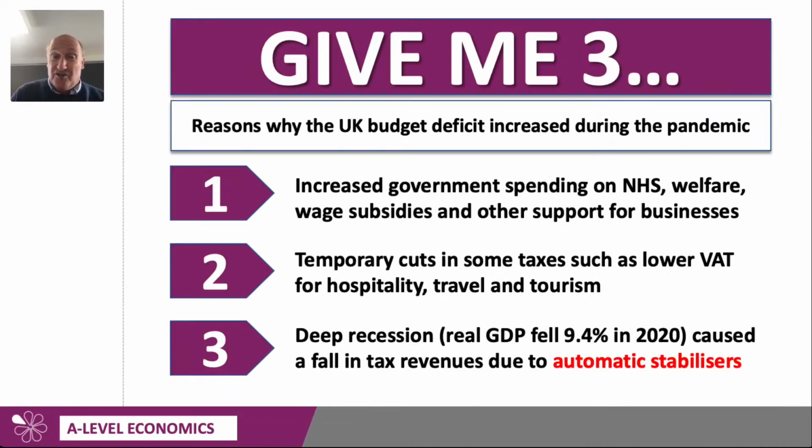Wage subsidies, the furlough scheme, other support for businesses was one factor. There were then temporary cuts in tax. They cut VAT to 5% for hotels and travel and tourism. And crucially, this is the really important point if this comes up on Monday, the recession, GDP. I think Olivia mentioned that real GDP fell by 9.4%, spot on. So GDP went down, so automatically government spending goes up as a share of GDP, increasing the deficit.